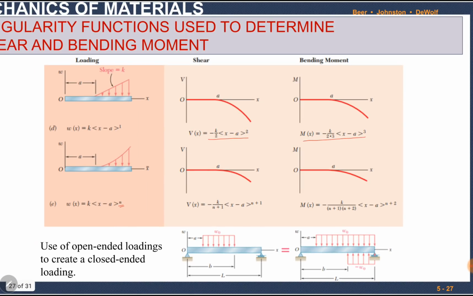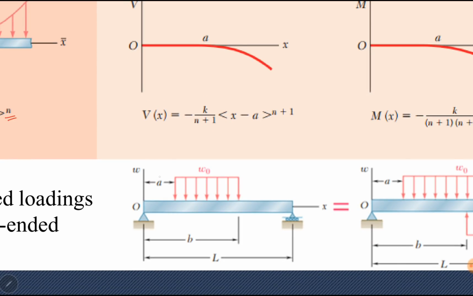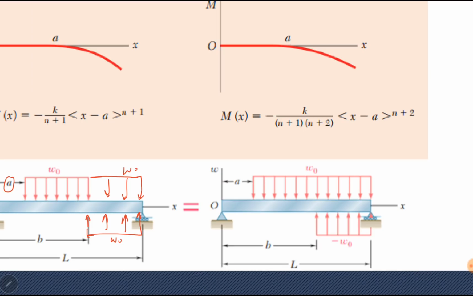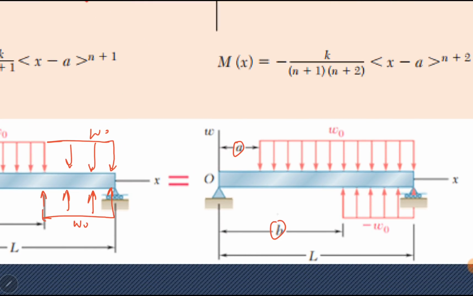Use of open-ended loadings to create a closed-ended loading. For example, a load is given like this. A distributed load W naught is given. It has a distance A from the left end, but it is not closed at the right end. So we will add some load here. Whatever load we have added downward, we will add a similar load upward as well. If it is W naught, this will be W naught. So we will make it like this. Now we have two distributed loads, one downward and the other upward. Both have distances from the left end, A and B, and both are closed at the right end.